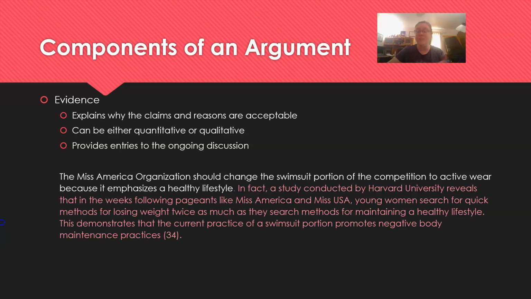Let's now talk about evidence and how evidence can fit into that. So evidence explains why the claims and reasons are acceptable. Now, this is where we are going to incorporate outside sources into our own work. So this is basically saying, okay, yeah, we should do this because look at the research so-and-so did. It proves that my idea is really good, or it proves that there is value in what I'm suggesting based off of their own studies.